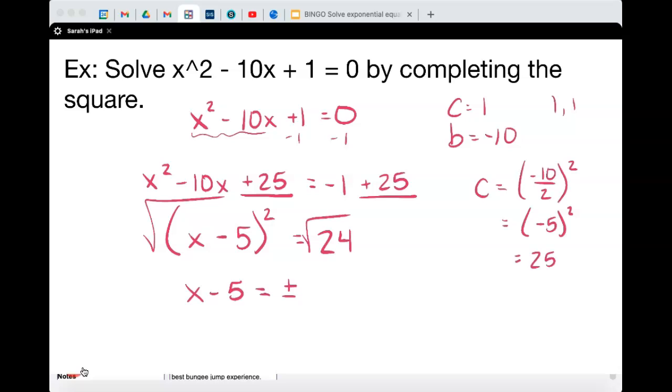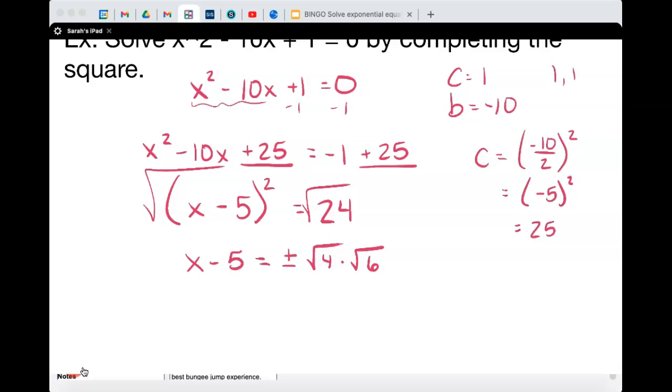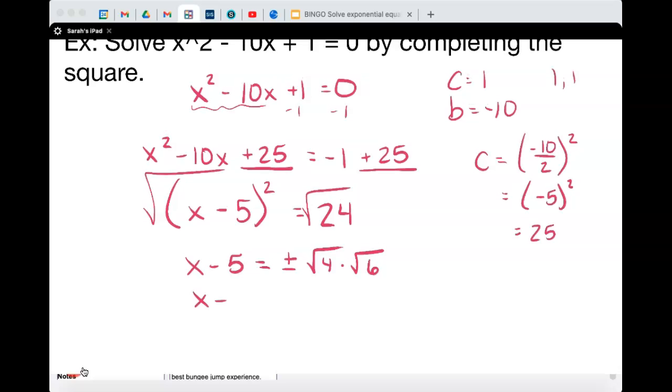Does anybody know a perfect square that divides into 24 evenly? Yeah, 4 goes into 24. 4 is a perfect square, so I can write it as 4 times 6. This is our product property, simplifying radicals. 4 times 6 is 24. So I know the square root of 4 is 2, so that can be replaced with a 2, and I still have the square root of 6 that can't be simplified.